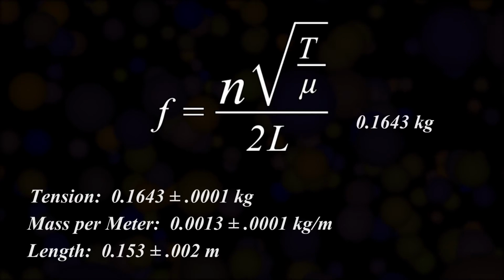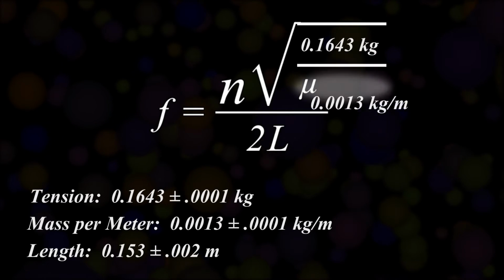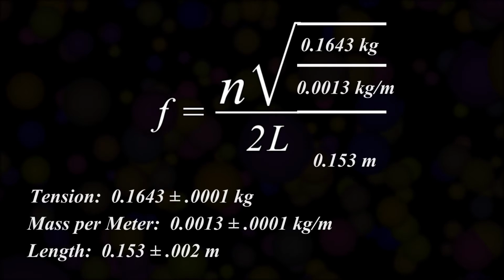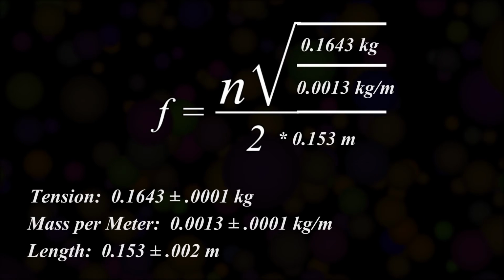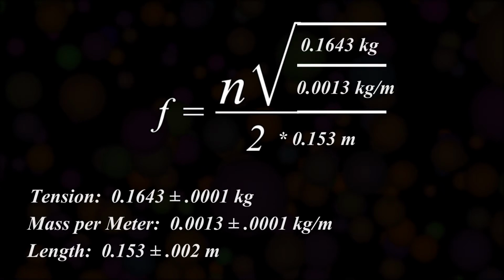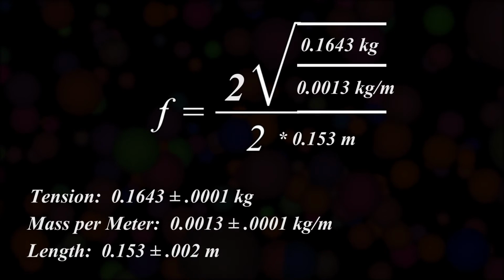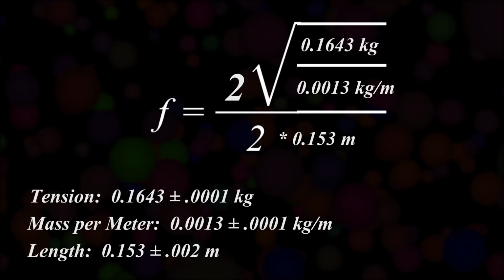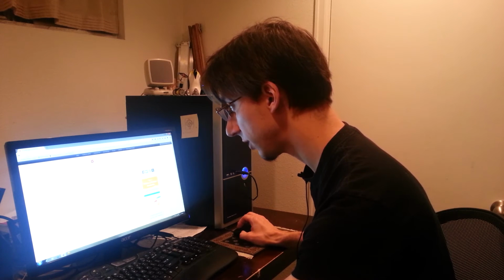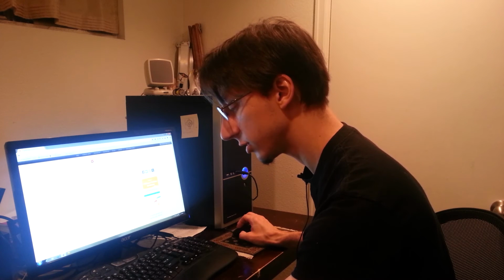So tension goes here, mass per unit length goes here, and length of the string goes down here on the bottom. Also, I need to substitute in that n, and since we got two nodes, we'll plug in the number 2. Finally, if I take this and plug it in to Wolfram Alpha, I get only 73 hertz. That seems far too small.